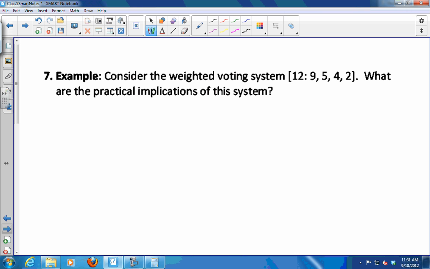Okay, how about this one? What if I have a quota of 12 and I have 9, 5, 4, 2? Any practical implications? Who has power, who doesn't? Yeah, so player 2 plus player 3 plus player 4 is less than 12 votes. It's only 11 votes. So even if they team up, I can't pass a motion.